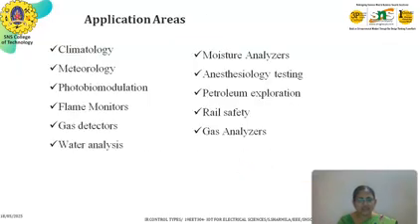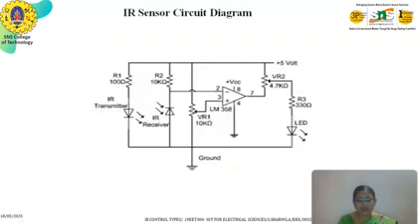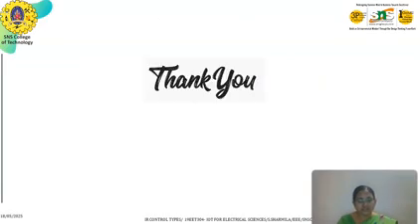The application areas of IR are climatology, flame monitors, gas detectors, water analysis, rail safety, moisture analysis and gas analyzers. So many application areas are available in IR control. These are all the references.